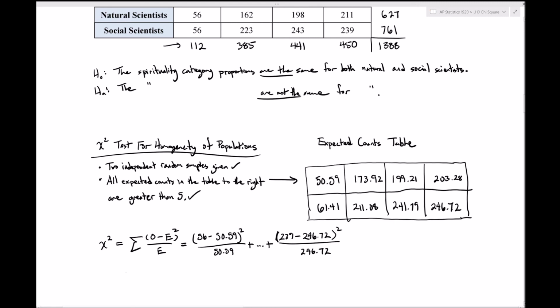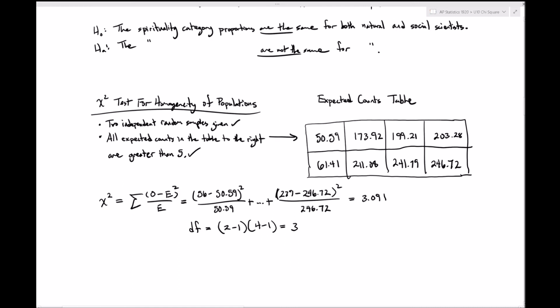And that comes out to be, according to the calculator, like we saw earlier, 3.091-ish. Degrees of freedom, which I could show the work: 2 minus 1 times 4 minus 1, that ends up being 3. 1 times 3. P-value, calculator gave us 0.378, which was not a statistically significant result.